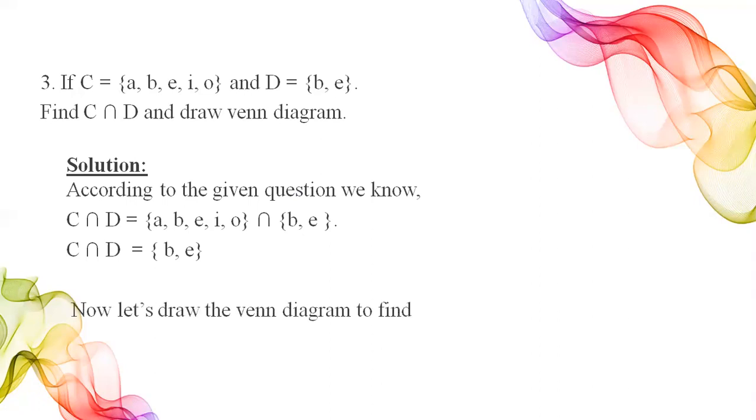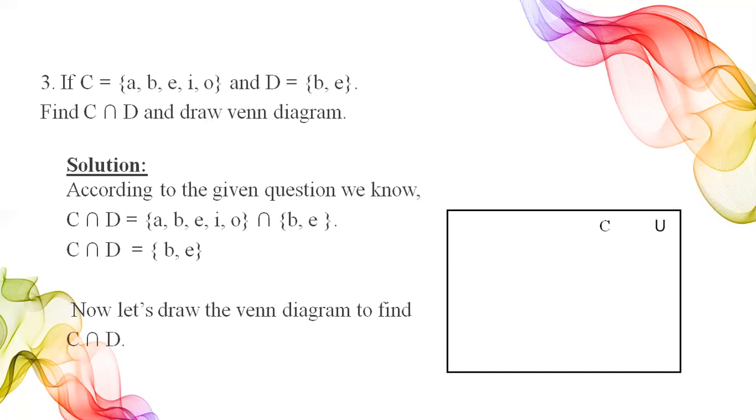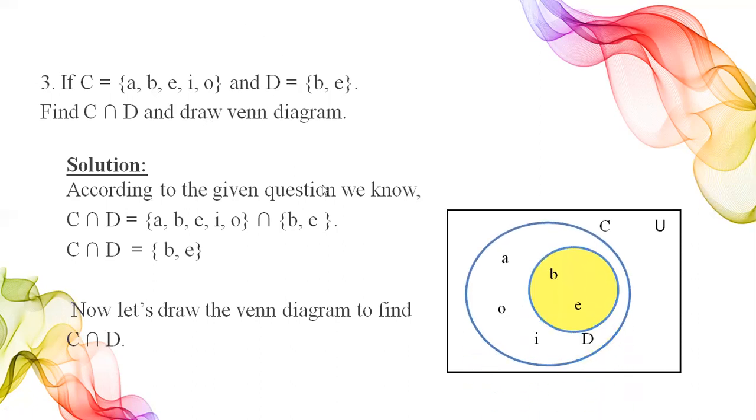Now we are going to draw the Venn diagram. You always need to keep in mind when drawing a Venn diagram that you must know the relationship between the two sets. So what is the relation between C and D? D is a subset of C. All right, here is the Venn diagram. The bigger circle shows C, which contains A, B, E, I, O. And this smaller circle represents set D, which contains two elements, and only this area is going to be shaded. That is our answer, C intersection D.